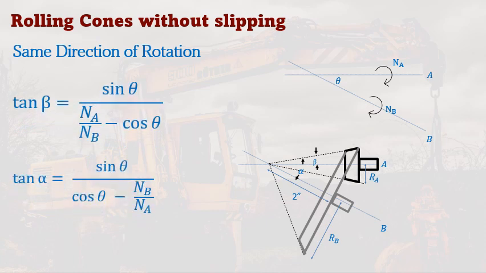We can also get the relationship between the different angles here using this formula. This is a derived formula that you can use whenever you have rolling cones which are rotating in the same direction of rotation. You can also examine here that our theta would be smaller than the value of alpha, as you can see in this diagram. And the angles would have a relationship in such a way that theta would be the difference of alpha and beta.